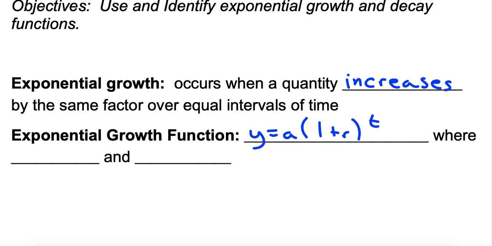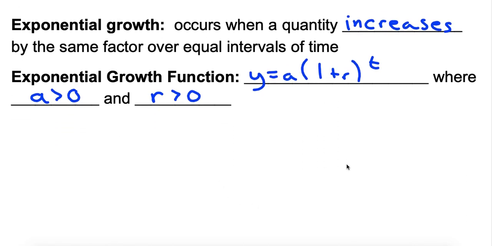With that, a has to be bigger than 0, so it can't be a negative number. And r also has to be greater than 0. That r being bigger than 0 is really what's telling us that it is growing, because when we add it to 1, we get something bigger than 1. So we're multiplying by a bigger number, which makes it continue to grow.